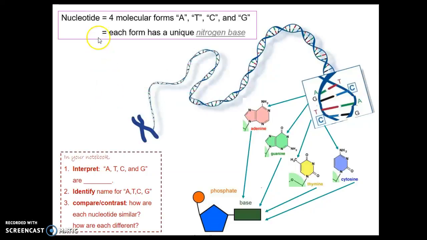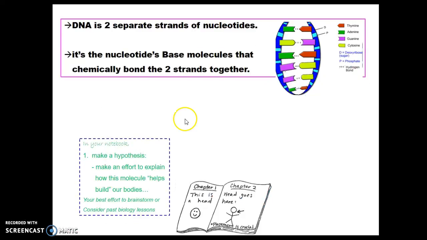As you can see here, we have a definition for nucleotide, and you're more than welcome to write it again, okay? All right, DNA is 2 separate strands of nucleotides. It's the nucleotide base molecules that chemically bond the 2 strands together. So these are the nucleotide bases, the A, the T, the C, or the G. And they're represented simply here by shapes just to show how they kind of fit together like puzzle pieces. But as you can see, certain nucleotides fit together more properly than others.